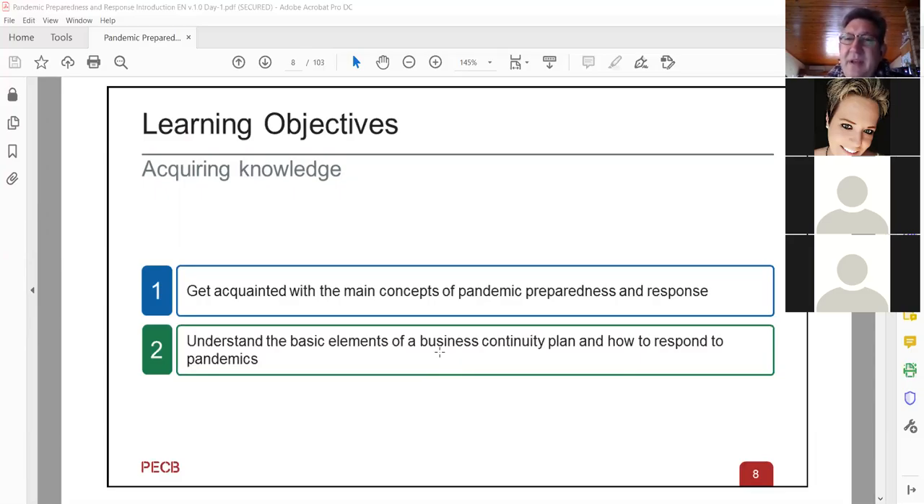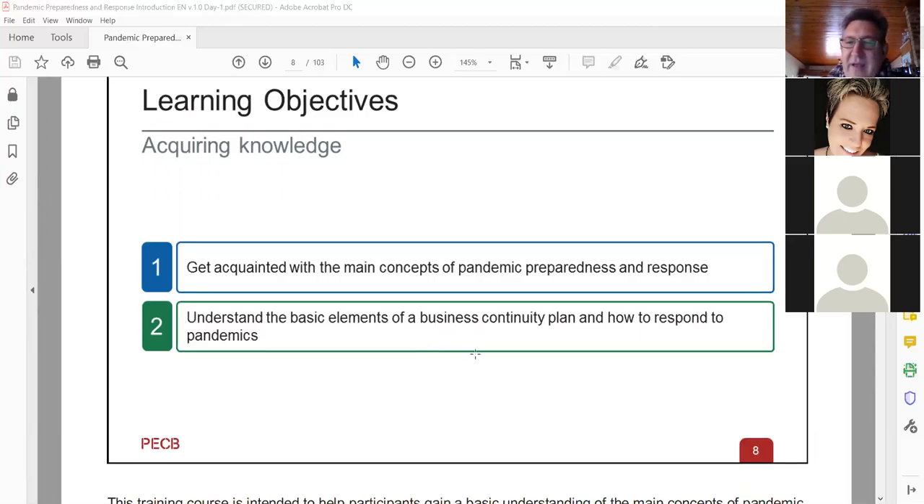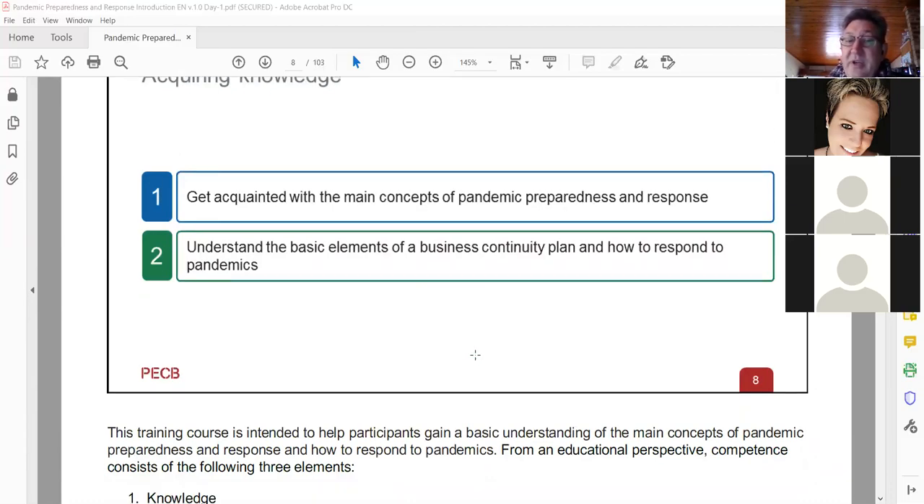But pandemics, because we didn't have a pandemic that was so strong and so fierce as COVID-19, we had SARS and all the others, but it is not like COVID-19, and that is going to change business continuity plans tremendously.